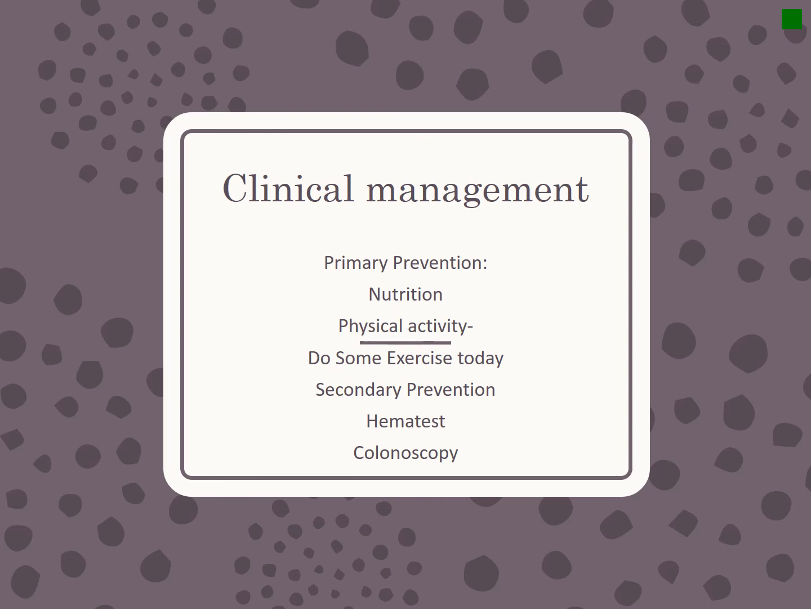Secondary prevention for elimination is going to be a hematest, which is literally you take a little bit of poop, you usually smear it on a card or send it down to the lab, and then we check that stool for blood. And if there's blood in the stool, that's bad. Blood should be in the vessels, not in your colon. So we'll have to try and figure out why there's blood in there.